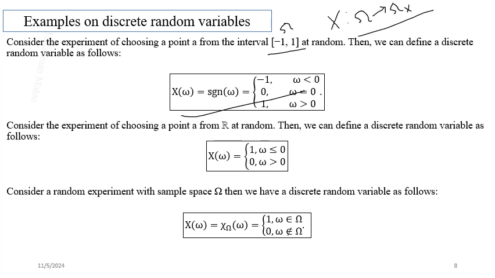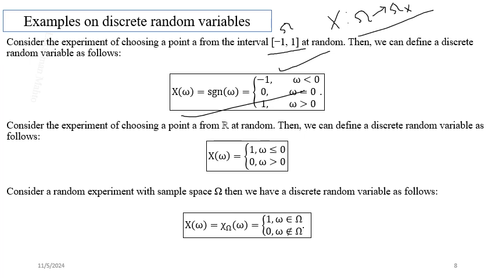So here is an example. Whatever examples we have taken until now are all examples of discrete random variables. Why? Because omega X is a discrete set. Here you are defining another random variable. This we call the characteristic random variable. Chi is the kind of notation you can use for the characteristic. That means we are taking a very general kind of set. And what is the characteristic function?